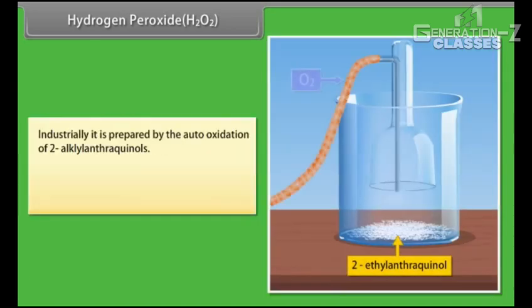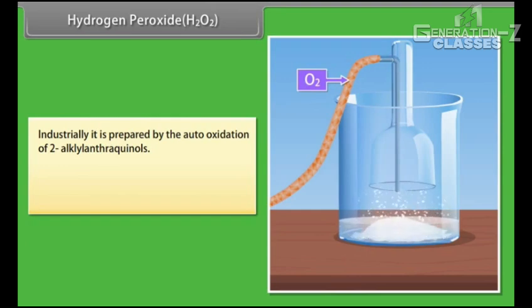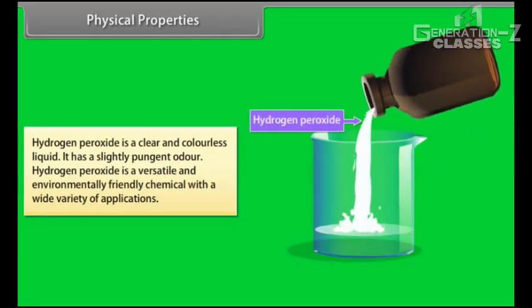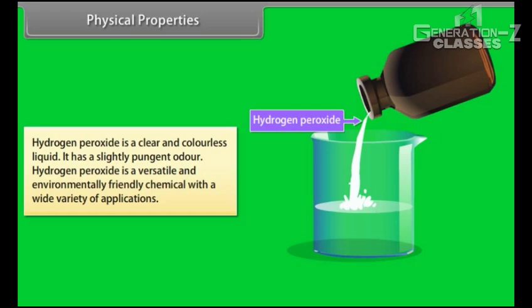Industrially, it is prepared by the auto-oxidation of 2-alkyl anthraquinols. When 2-ethyl anthraquinol is oxidized in the presence of hydrogen and palladium, it gives hydrogen peroxide. Physical properties. Hydrogen peroxide is a clear and colorless liquid. It has a slightly pungent odor. Hydrogen peroxide is a versatile and environmentally friendly chemical with a wide variety of applications.